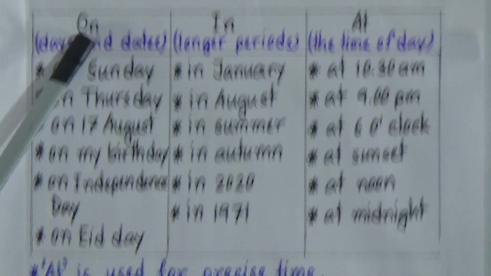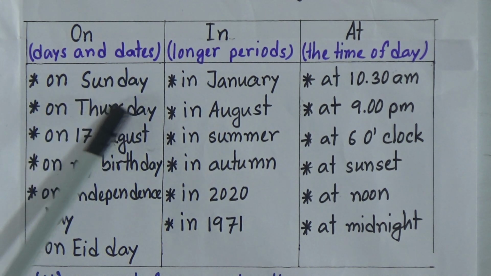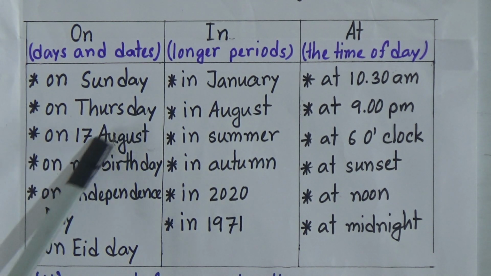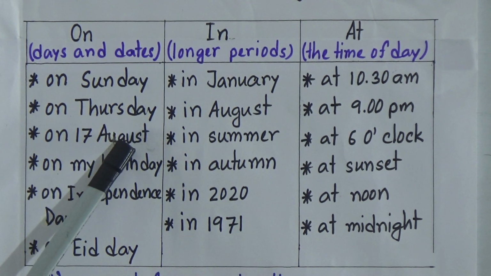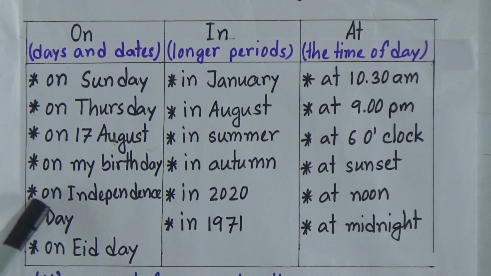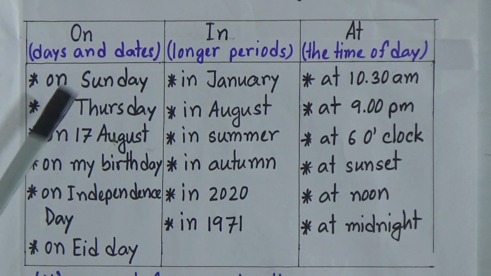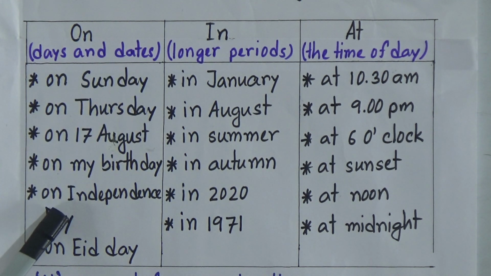We use on before days and dates. For example, on Sunday, on Thursday, on Wednesday, on Saturday, like this. And on 17th August, that means on dates, it's a date. On 17th August or on 23rd July or on June, like this. On my birthday, on Independence Day, on Eid Day. So those are the days. That means we use on before days and dates. So if you find days or date in a sentence, you will use on in your sentence.